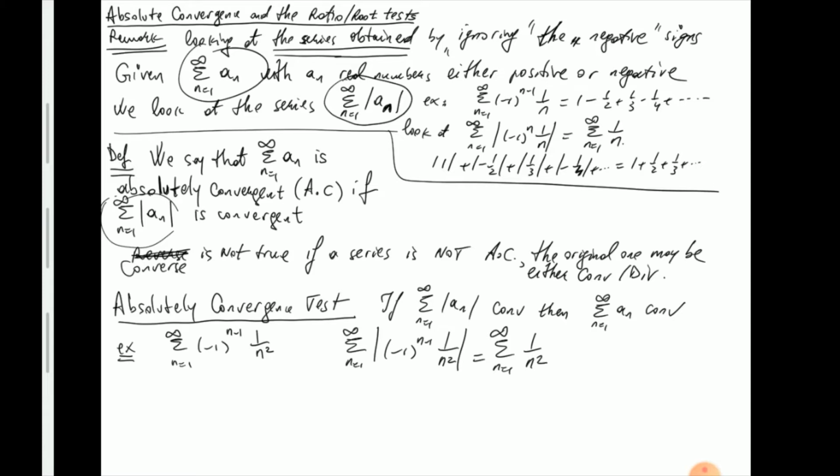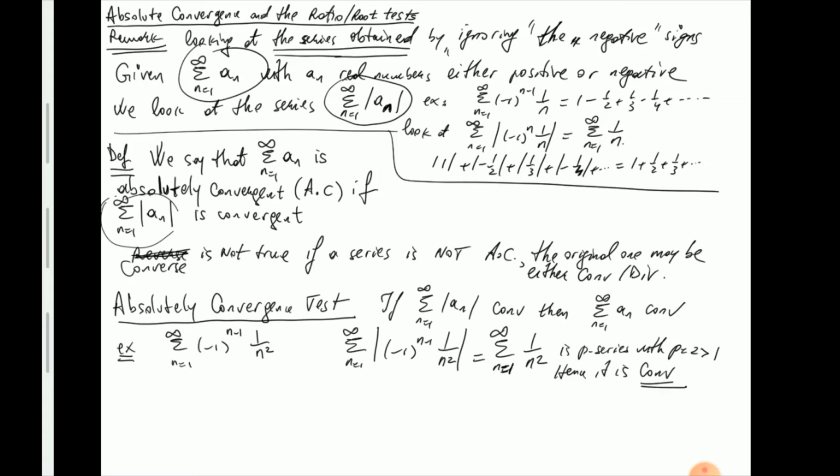Now, this becomes a series with positive terms, which is eligible for all tests involving series with positive terms, including in this case, for instance, the p-series test. This happens to be a p-series. So this is a p-series with p equals 2, greater than 1. Hence, it is convergent.